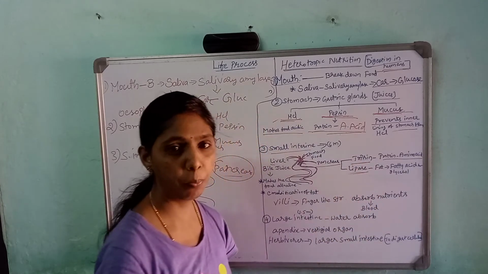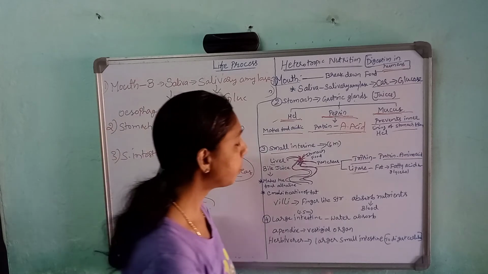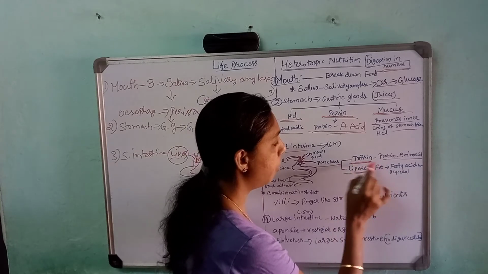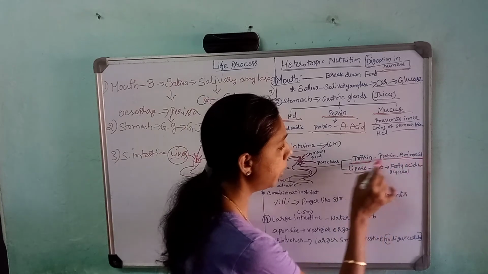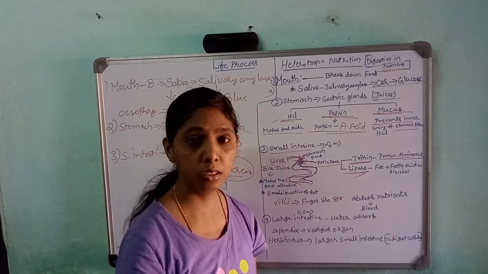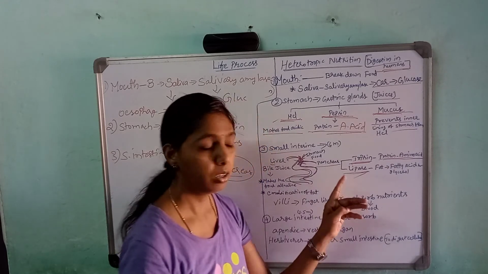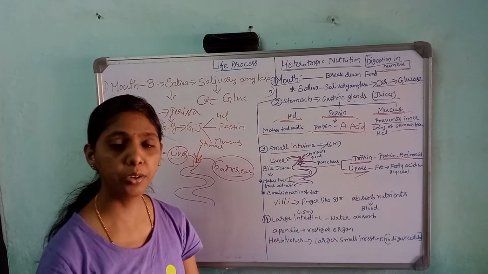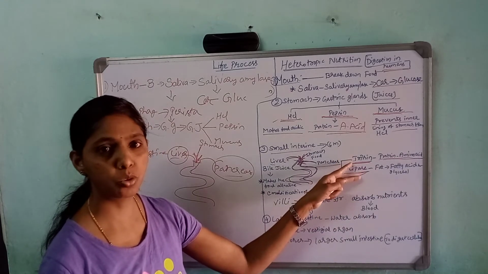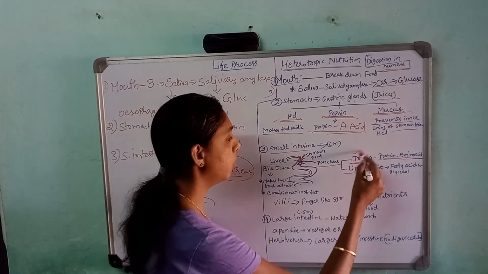All these you have to practice. Once you practice, it will be easy for you to understand. So the pancreas produces trypsin and lipase. What is the function of trypsin? It converts protein into amino acid, and lipase converts fats into fatty acid and glycerol. These are the functions of the pancreatic juices, the enzymes produced by the pancreas. You have to remember this.